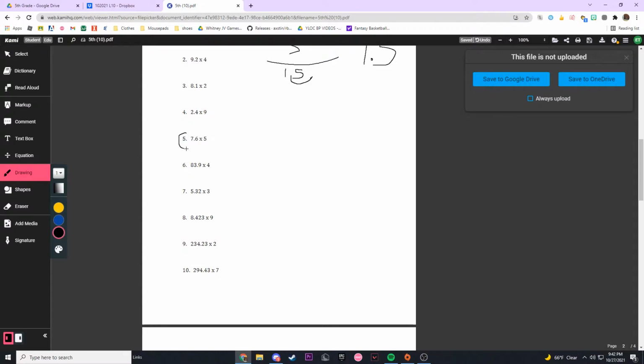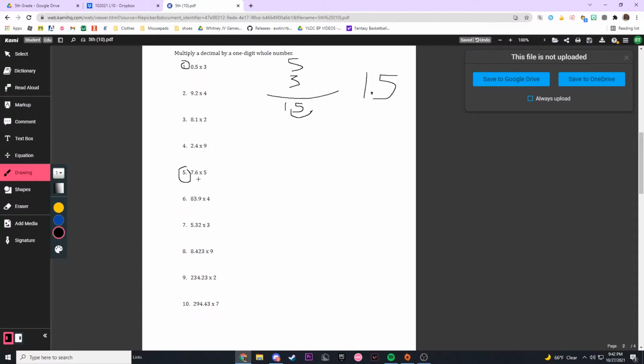For number 5, we have 7.6 times 5. So once again, we're going to ignore the decimal place. So we're going to read it as 76 times 5. 6 times 5 is 30. So we put the 0 here, carry over the 3. 5 times 7 is 35. And when you add 3, you get 38.